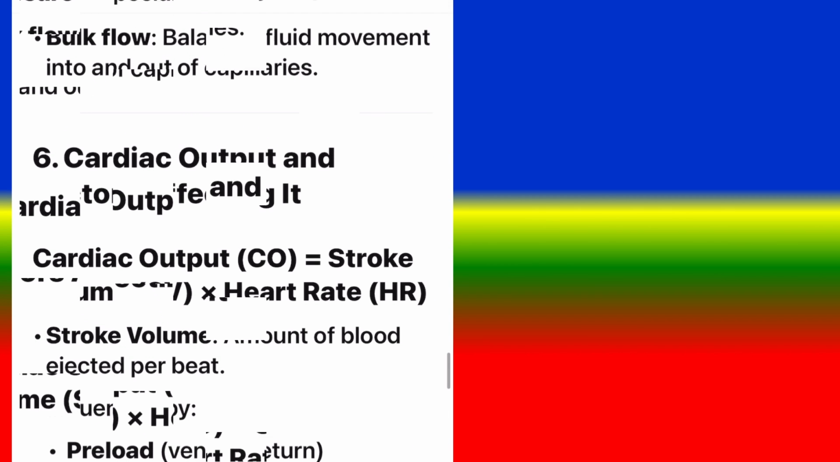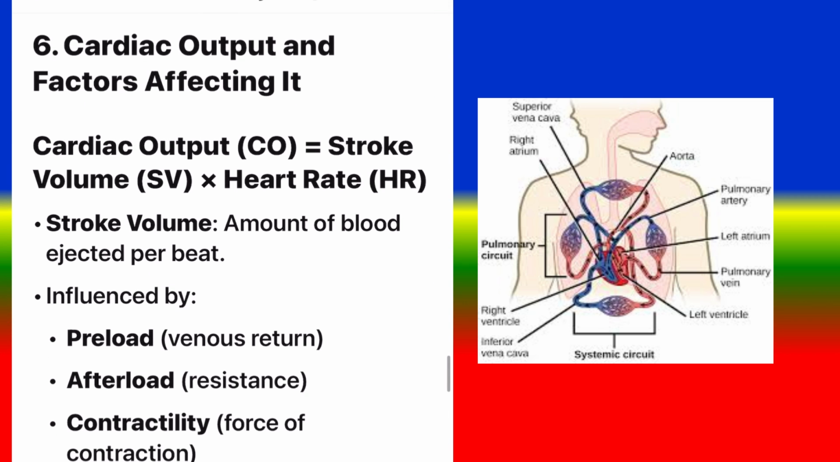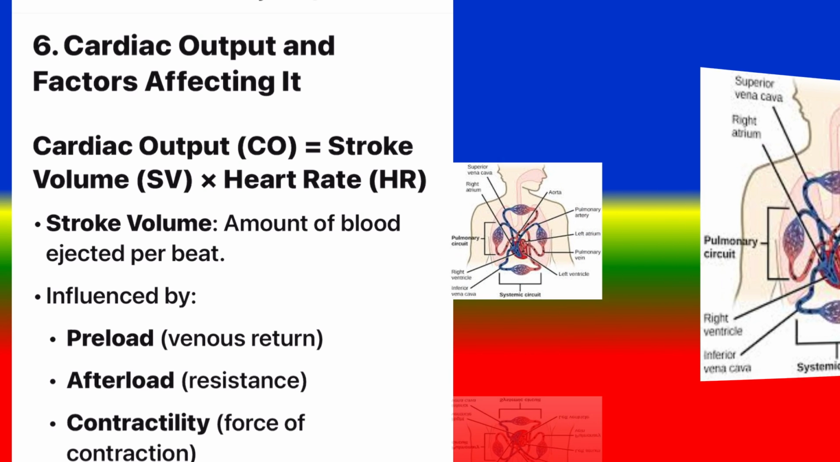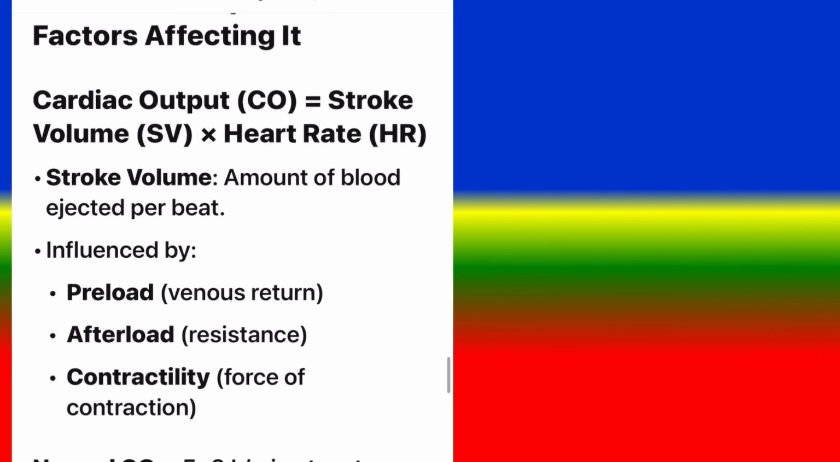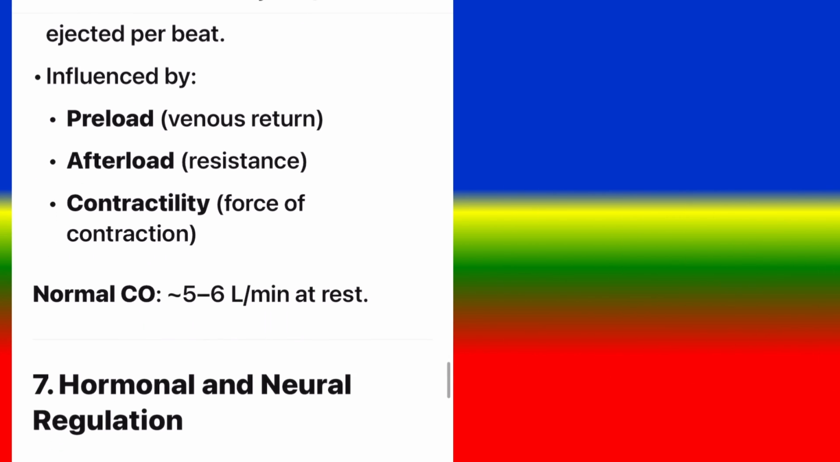6. Cardiac output and factors affecting it. Cardiac output, CO, equals stroke volume, SV, times heart rate. Stroke volume is the amount of blood ejected per beat. It is influenced by preload, venous return; afterload, resistance; and contractility, the force of contraction. Normal CO is 5 to 6 liters per minute at rest.